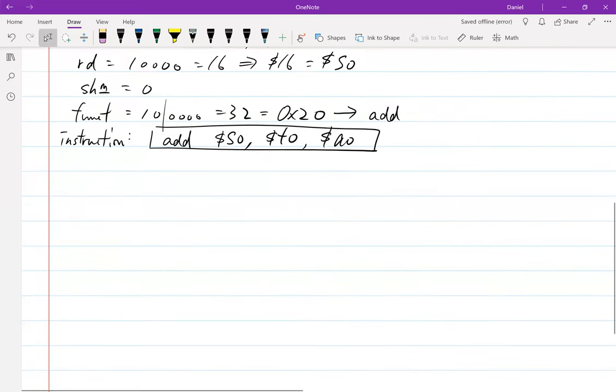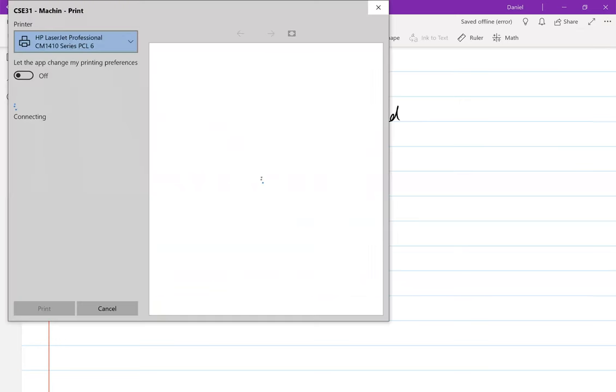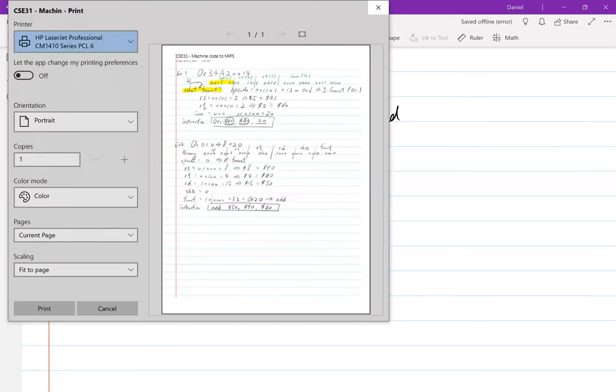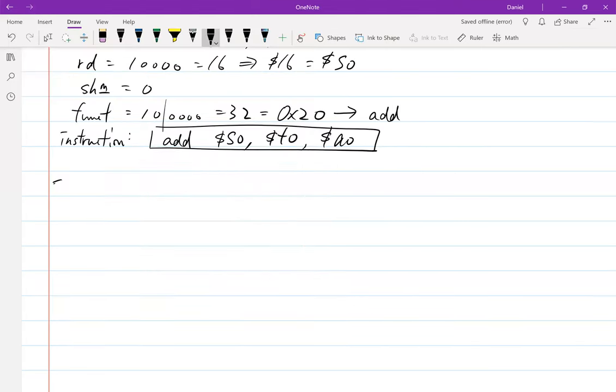Sounds good? All right. Now let's take a look at another one. Let me go to the print preview to make sure that everything is in one page. Okay, good. I should be able to fit in one more. Okay, so let's do another example. Let's use a two one one zero zero zero three.